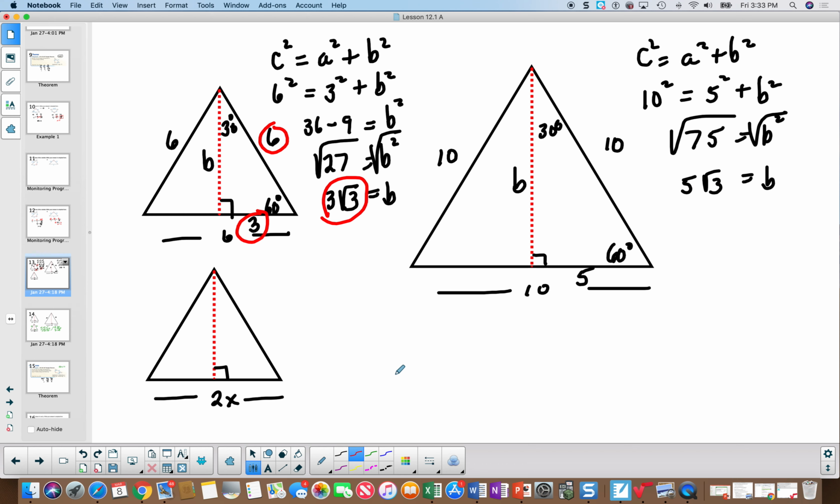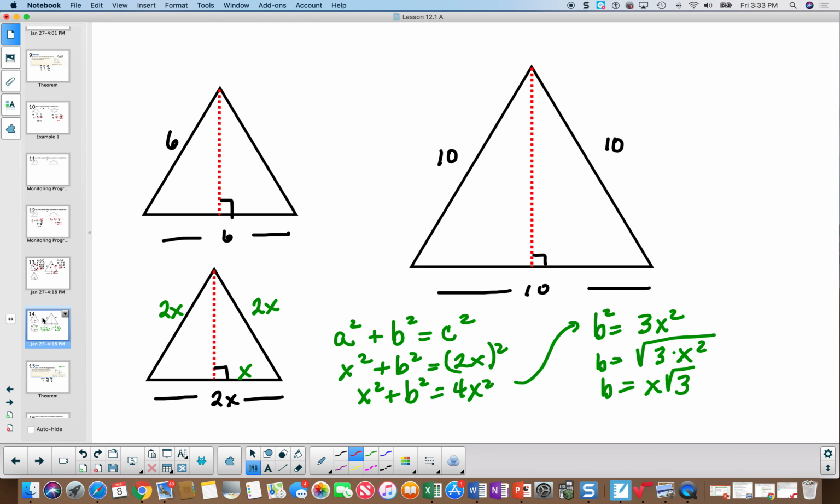Okay, so let's take a look at this. The short leg was 5. The long leg was 5 root 3, and the hypotenuse was 10. There seems to be some kind of pattern here. And then the last one I went ahead and did, and sure enough, look at this. The short leg is x, the long leg is x root 3, and the hypotenuse is 2x.